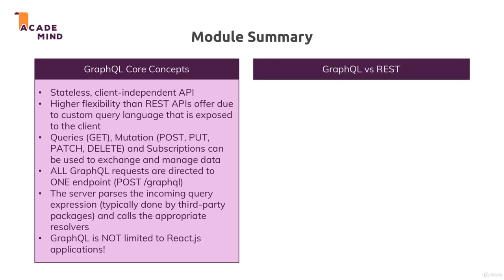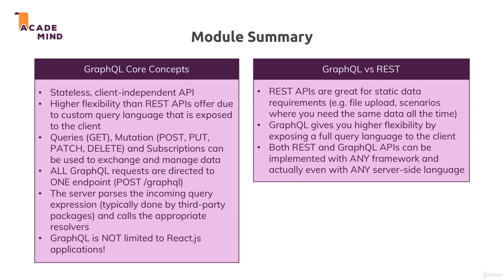Now, when we compare it to REST, then we have to understand that REST APIs are not strictly worse. They might still be the perfect solution for your next project. They are especially great for static data requirements, where you don't need that additional flexibility. And then you have a very clearly structured and explicit way of defining your endpoints and defining the possibilities your API offers. So for file uploads or scenarios where you simply don't need that flexibility because you always get the same kind of data, there REST APIs might still be the perfect solution.